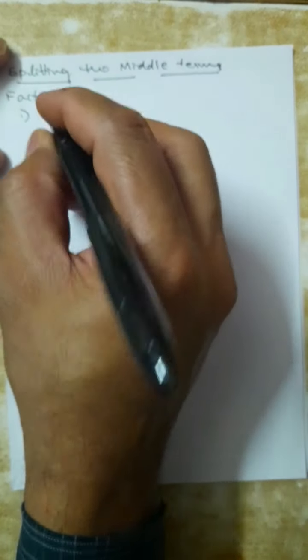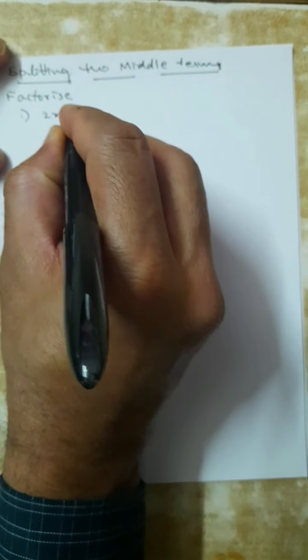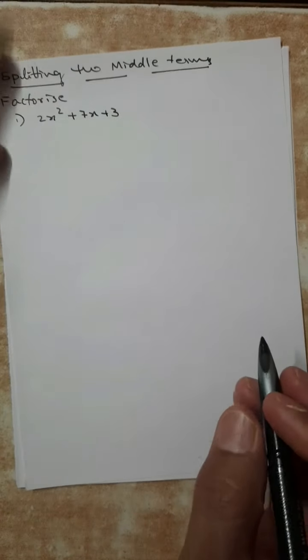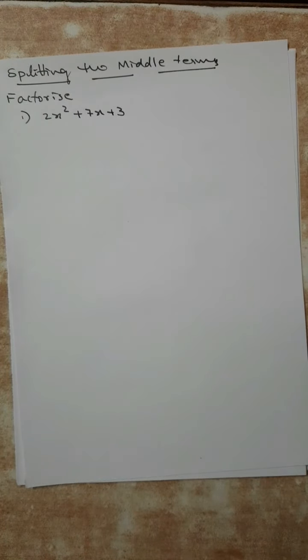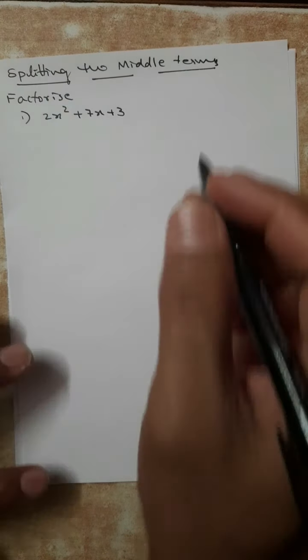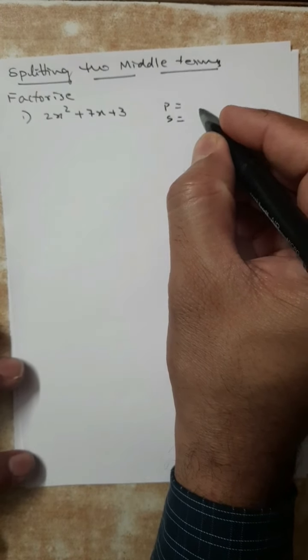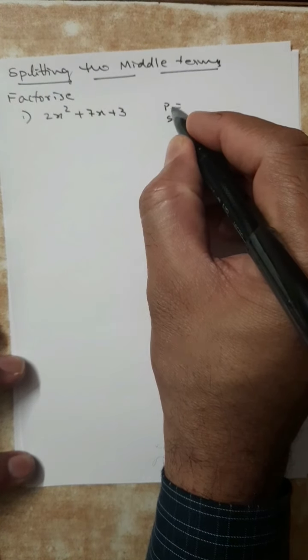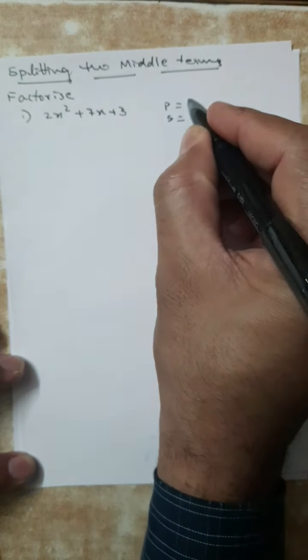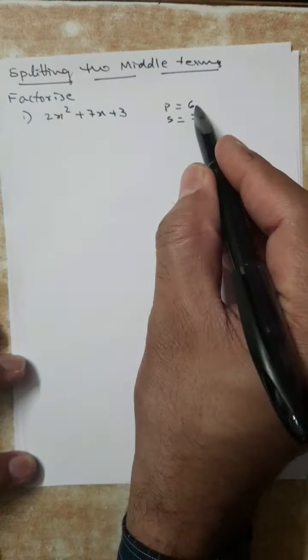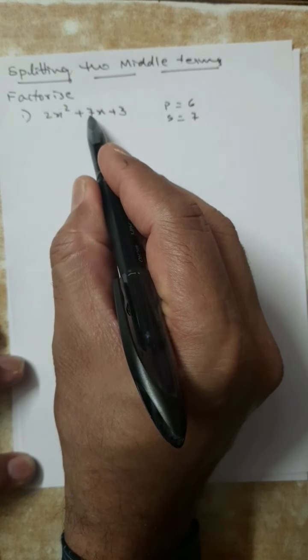Factorize 2x square plus 7x plus 3. When we get a question like this, we have to start in this way. We have to search for two numbers such that the product of these two numbers is 2 into 3, 6, and the sum is 7. Product means 2 into 3, 6, and the sum must be 7.